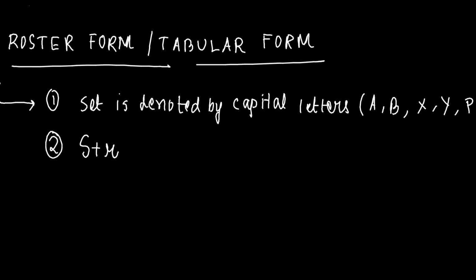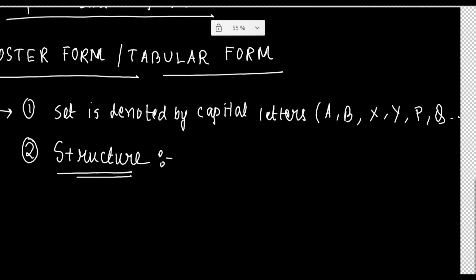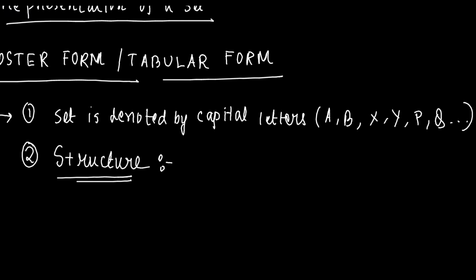We will talk about the structure of roster form. So how will we write this? We will denote the set with a capital letter. Suppose I take the set A, I denote the set as A. Now in roster form we write it in this way: we write the set denoted by a capital letter, here A, then we write a second bracket.